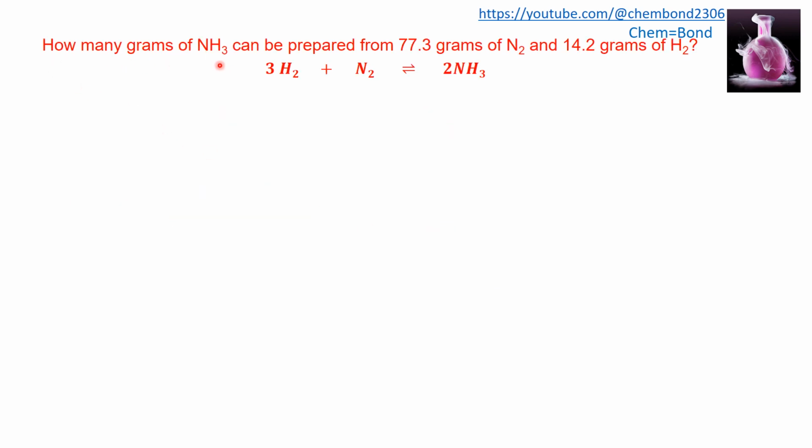How many grams of ammonia can be prepared from 77.3 grams of nitrogen and 14.2 grams of hydrogen? The reaction is given as 3 moles of hydrogen combine with 1 mole of nitrogen and produce 2 moles of ammonia. So we will solve it in a stepwise manner. The first step is the conversion to moles.